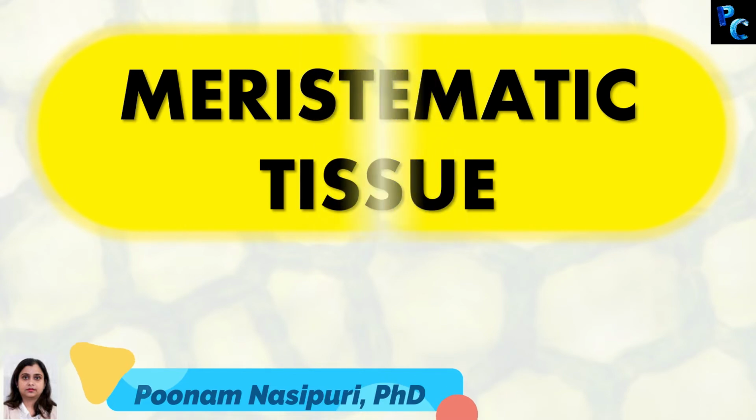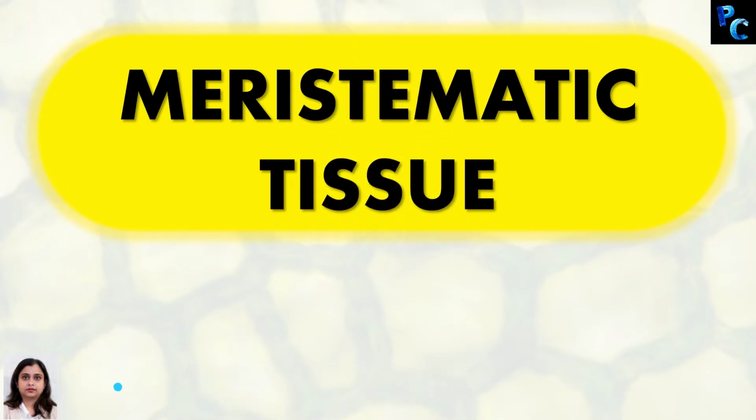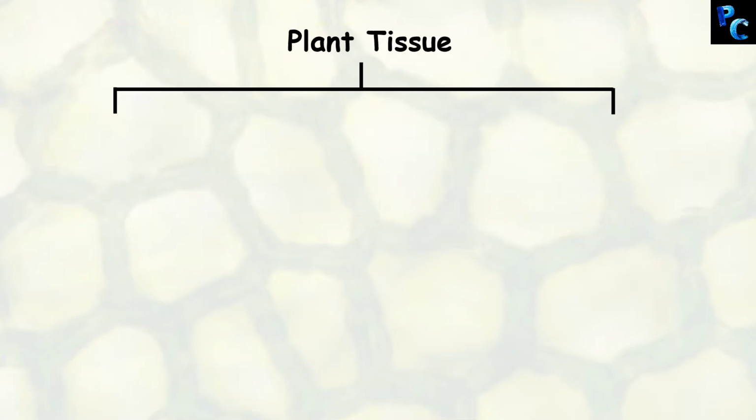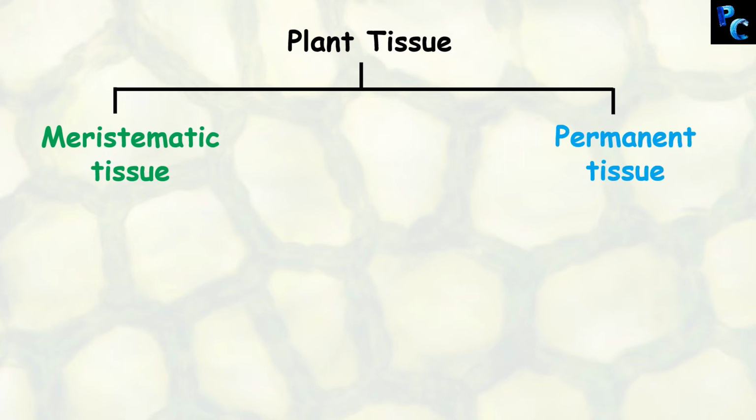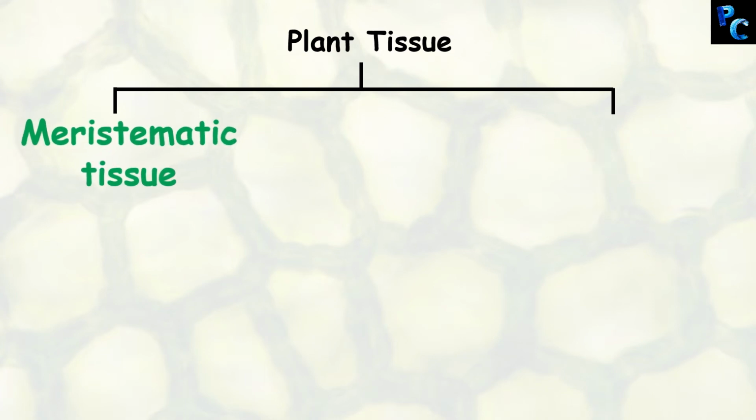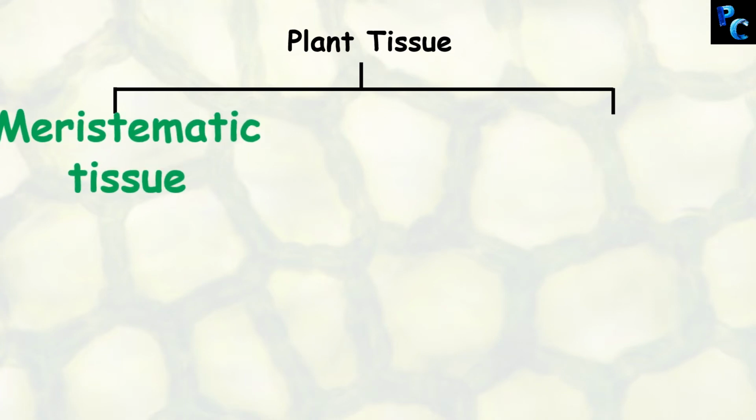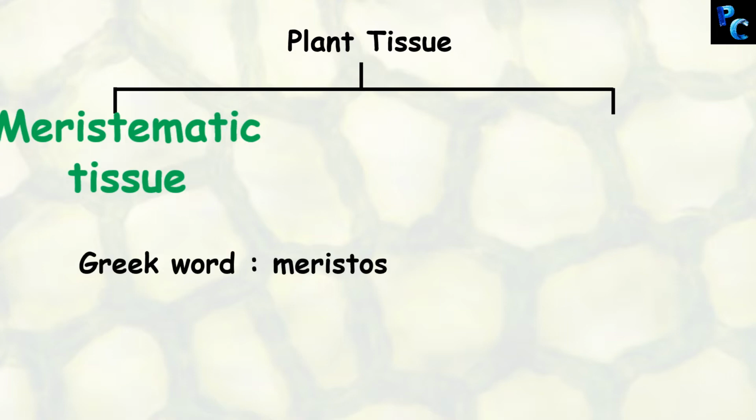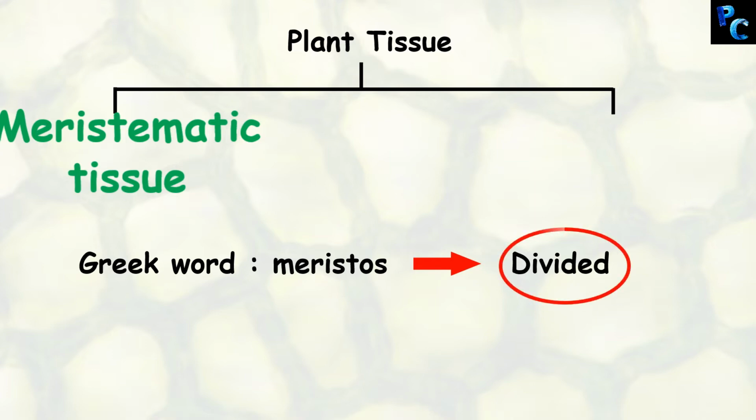Today we are going to talk about meristematic tissue. In the last video, I have told you that plant tissue are broadly divided into two types, the meristematic tissue and the permanent tissue. Let's start with the meristematic tissue today. The word meristematic comes from a Greek word meristos, which means divided. So you can understand that these tissues have something to do with division.